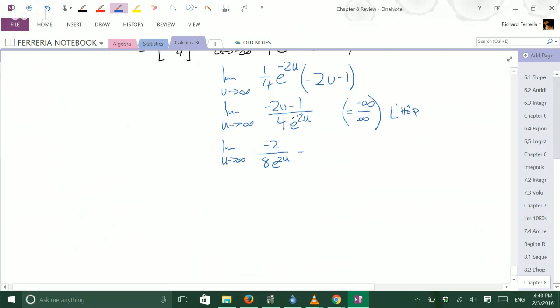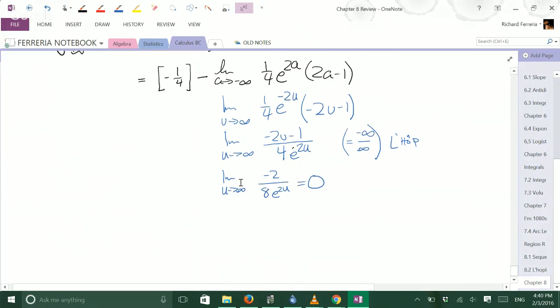I mean, the numerator is staying constant, the denominator is growing. That limit is 0. Okay, so what have we shown? We have shown we're getting -1/4 minus 0. What's the antiderivative? -1/4.